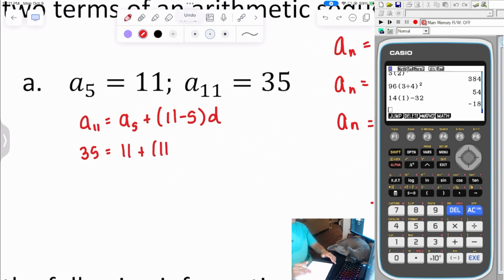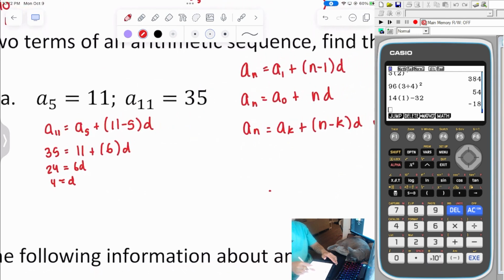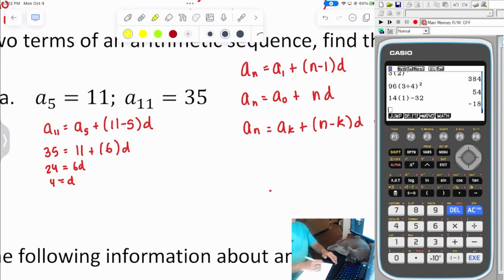Now rewrite everything else. Well, we might as well simplify that. That's just going to be 6 times d. And if I solve this, I get 24 is equal to 6d. Divide by 6 to solve for d, I get 4 is equal to d. Now that I know what d is, I have three things I now claim to know. I know this, this, and this.